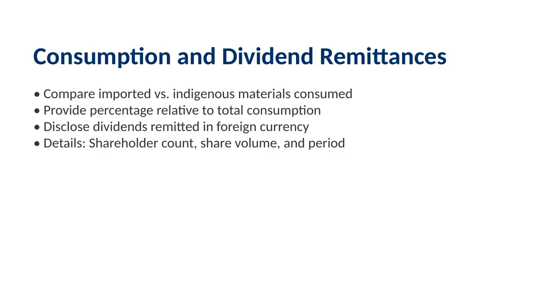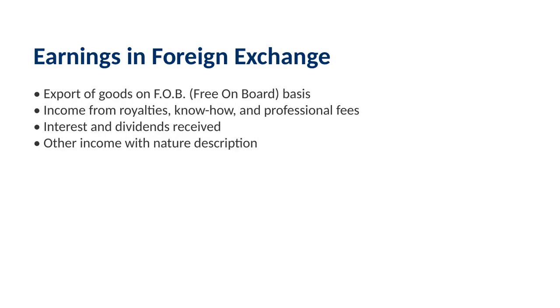Finally, we look at the earnings in foreign exchange. These should be classified into 4 clear heads. First, the export of goods calculated on an FOB basis which is free on board. Second, income from royalties, know-how, and professional fees. Third, interest and dividends. And fourth, any other income with a clear description of its nature.